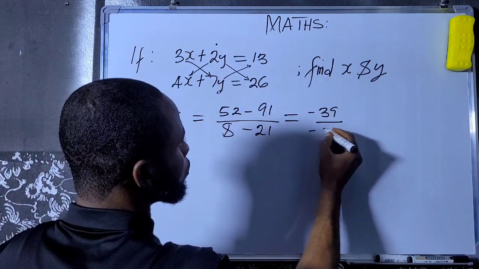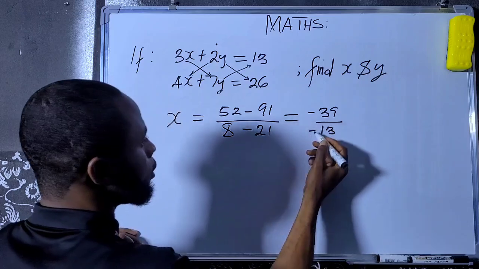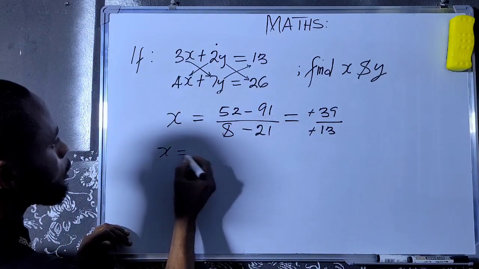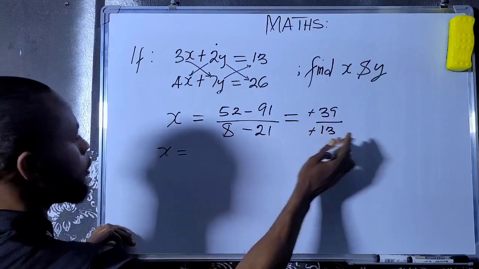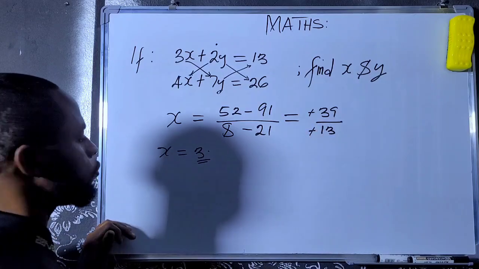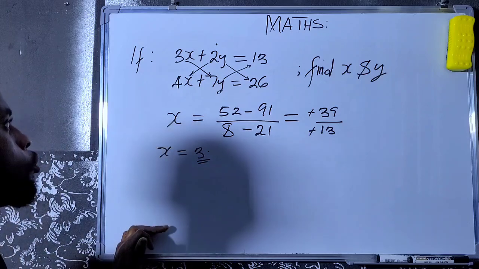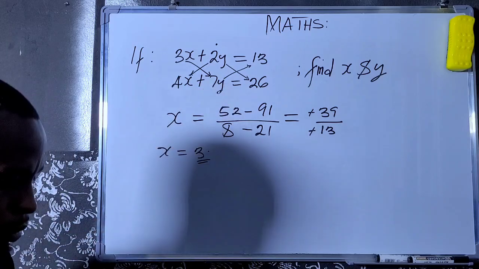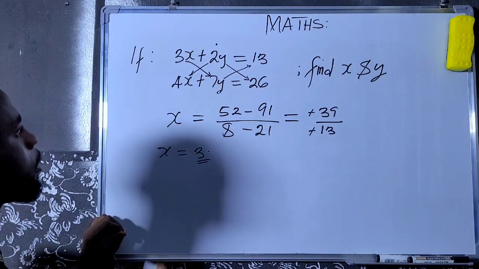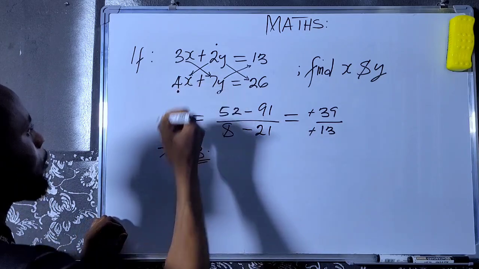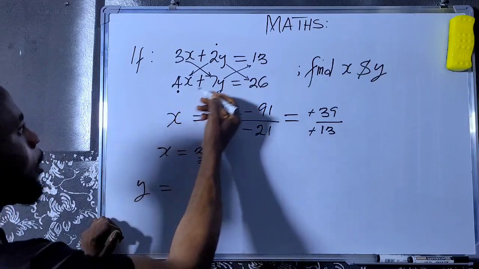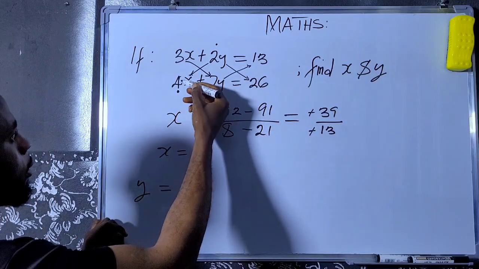Then here, minus will eliminate minus, and we have that x equals 39 divided by 13, that gives us 3, and this is the value of x. Now, to get the variable y, we are going to take a reference point at x interval. We have this. Then y equals, we apply the same cross multiplication again.